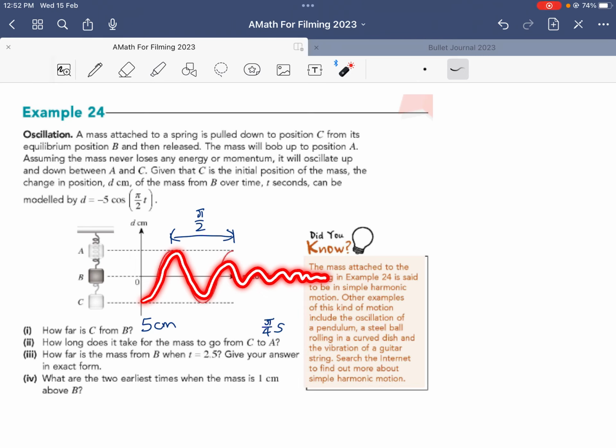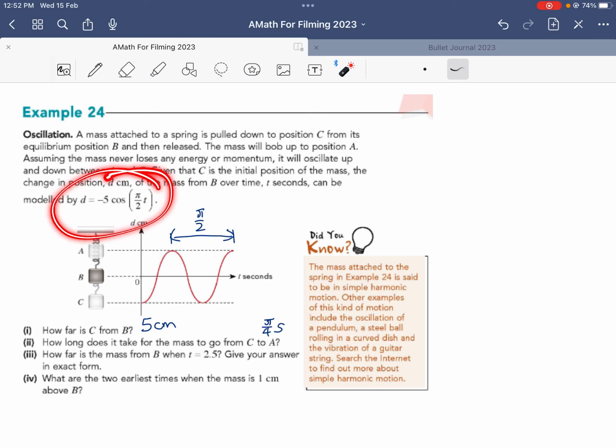Okay, this is what happens in real life, but in this case it's an ideal situation, so it will keep going on and on with that perfect sinusoidal curve, which is not possible in real life due to things like friction and all. Okay, so now it can be modeled by this: d equals -5 cosine pi over 2t. So it's given down here.